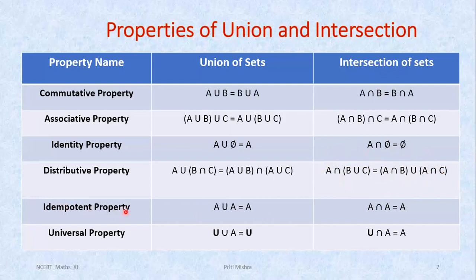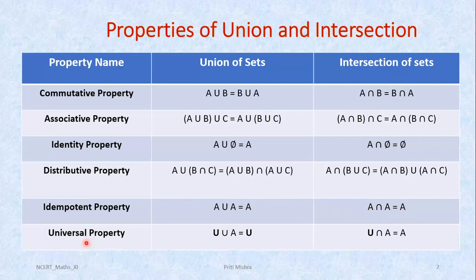Now next is the idempotent property. What it says is if you are going to find the union of any set with itself, A union A, it will give you the same set A, because there is no extra element while finding A union A. All the elements will be as they are in set A. Now if you are going to find the intersection of any set A with itself, it will again give you the same result A, because in the intersection all the elements will come into the set. So this is the idempotent property for intersection of sets.